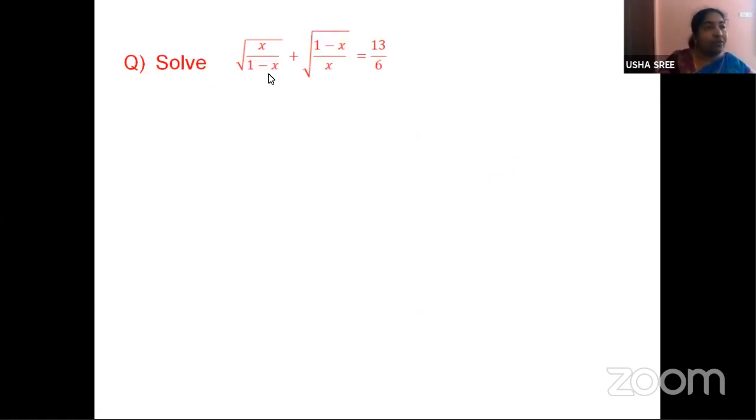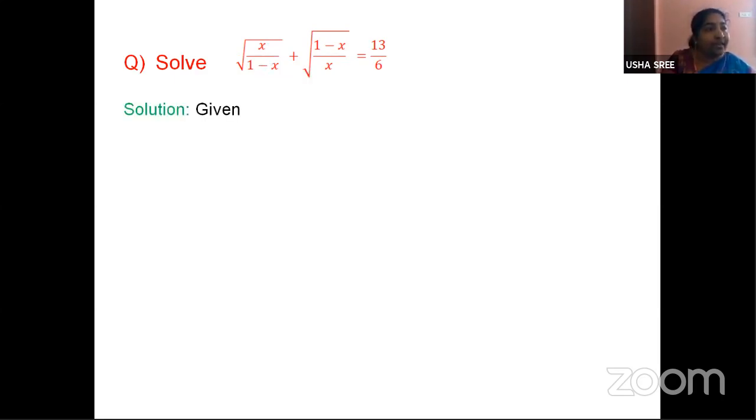We'll solve root of x by 1 minus x plus root of 1 minus x by x is equal to 13 by 6. This is the question. Now look at this. The expression under the root for both the terms, if you observe carefully, this is x by 1 minus x and this is 1 minus x by x, exactly the reciprocal of the first one. And I can always write square root as power of 1 by 2, isn't it?